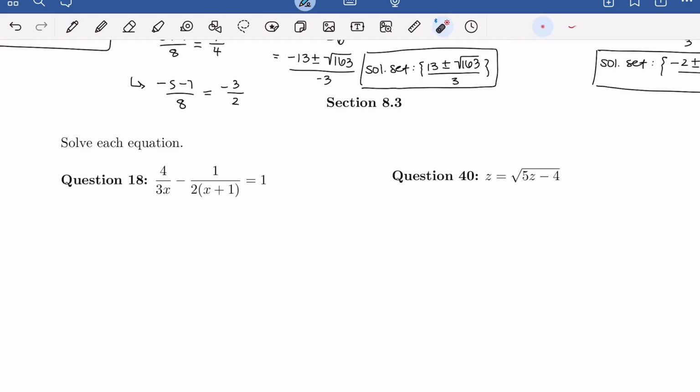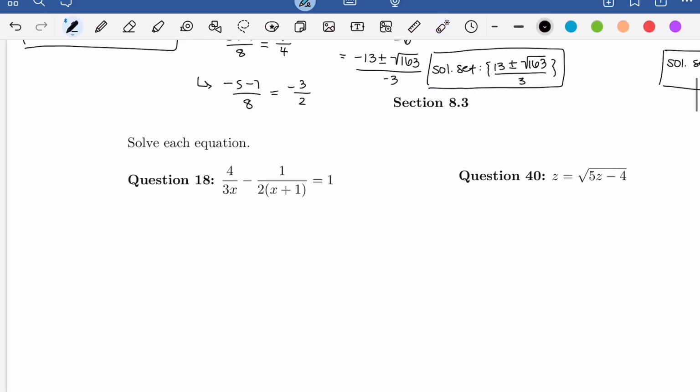All right, so this brings us to section 8.3. Now in this section, what we're going to be doing is solving equations that lead to using quadratic methods. So for this example here, question 18, we want to solve this rational equation. We know from previous sections, to do that, what we're going to do is multiply both sides of this equation by the least common denominator.